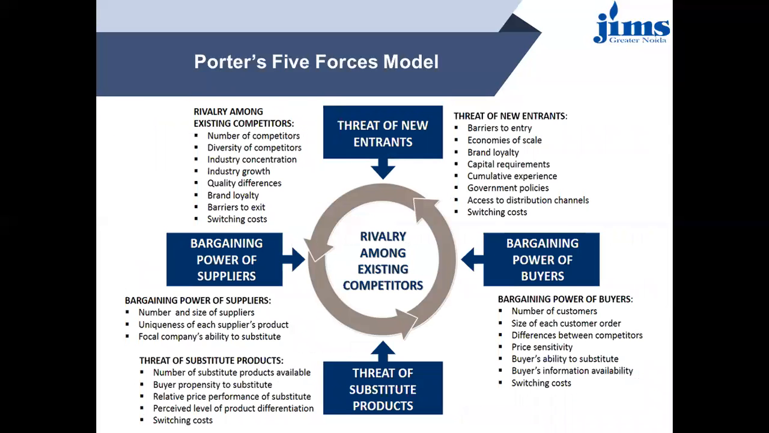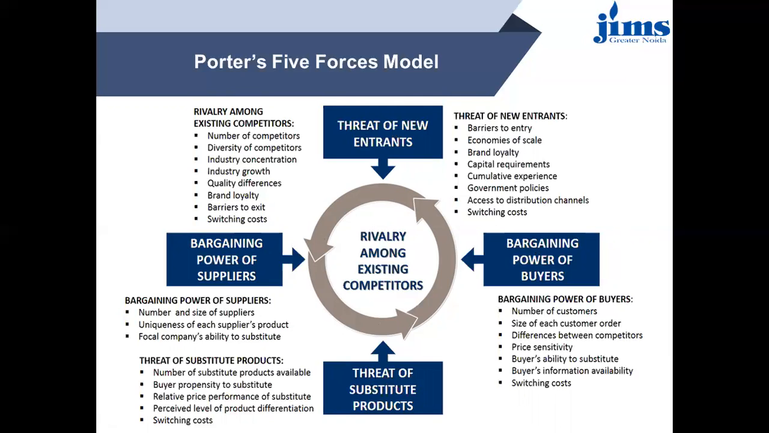This is how Porter's five forces model works. So, rivalry among existing competitors. Understand this graph. It is a very well explained graph. Threat of new entrants, bargaining power of suppliers, bargaining power of buyers, and threat of substitute products. When all these forces compete with each other, that becomes the rivalry among existing competitors. So all these are the competitors. Supplier is also a competitor, buyer is also a competitor, new entrant is also a competitor, and substitute products are also competitors.